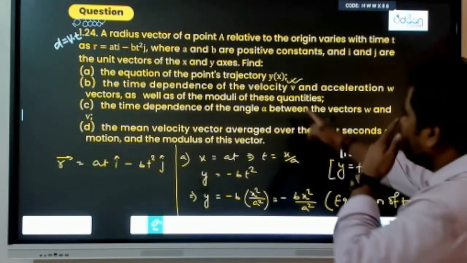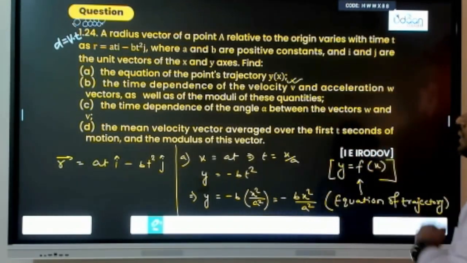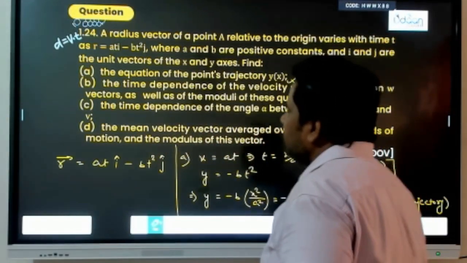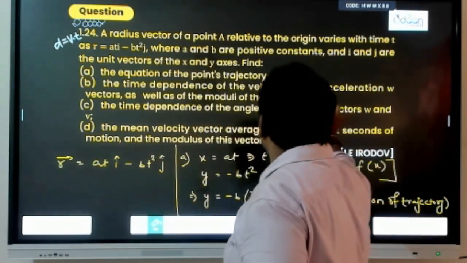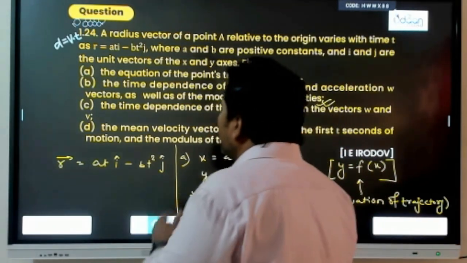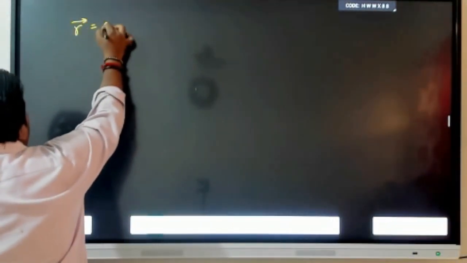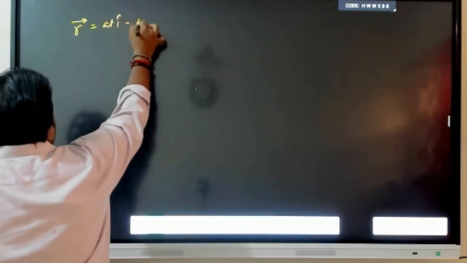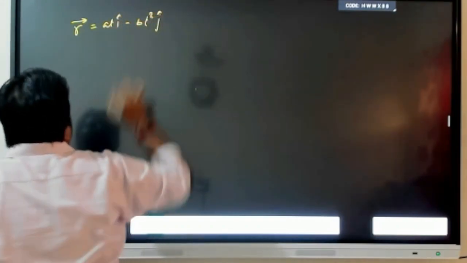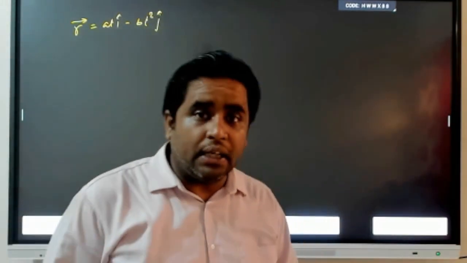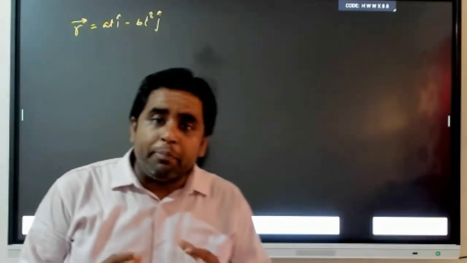The time dependence of the velocity and acceleration. See guys, if the position vector is given, can't you find out the value of velocity and acceleration, as well as the moduli of these quantities? So you have to find out the moduli of these quantities. So how are we going to find it out? Let us see. It is given with r vector equals at i cap minus bt squared j cap. So if I am telling you to find out the value of velocity as well as acceleration, with the time dependence condition.